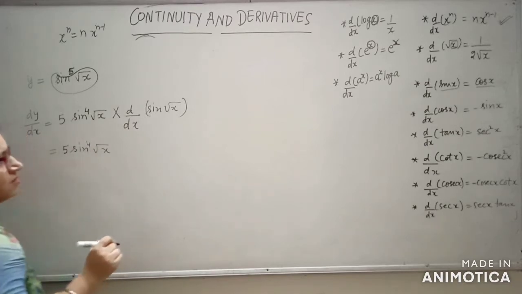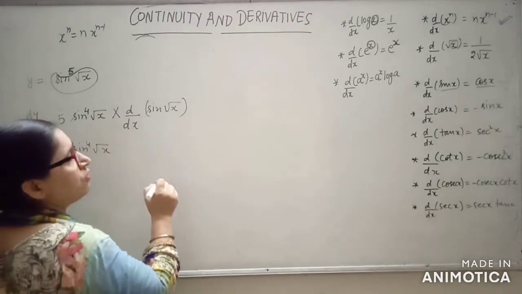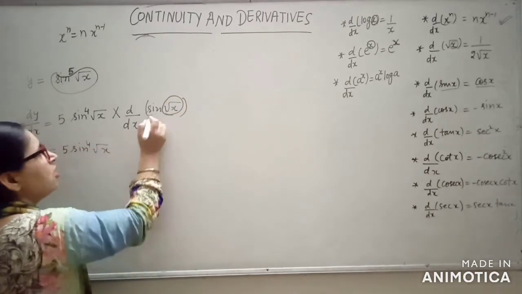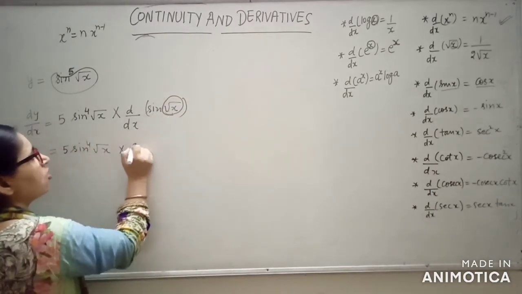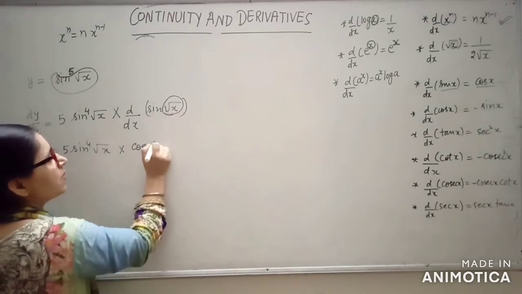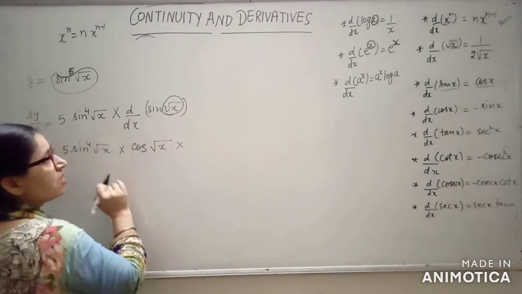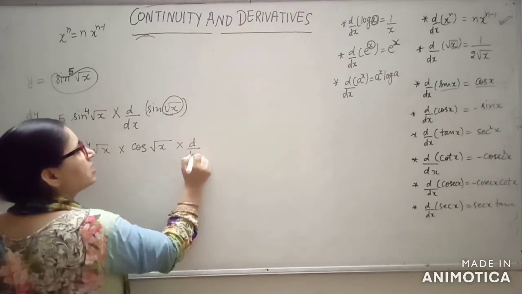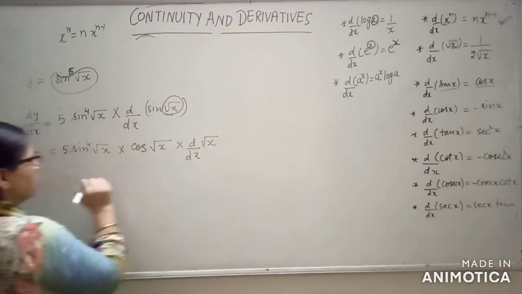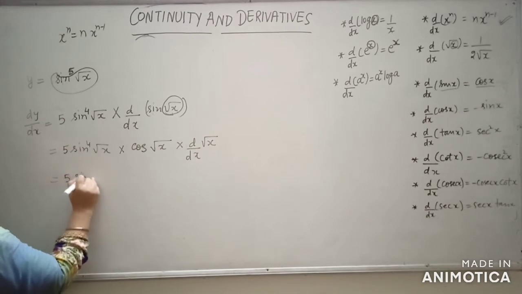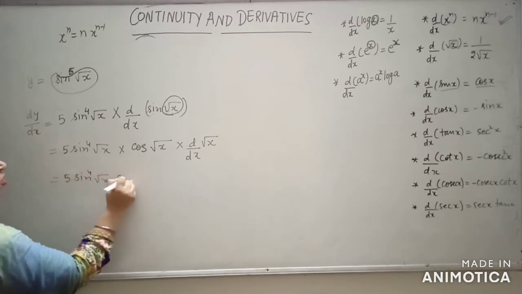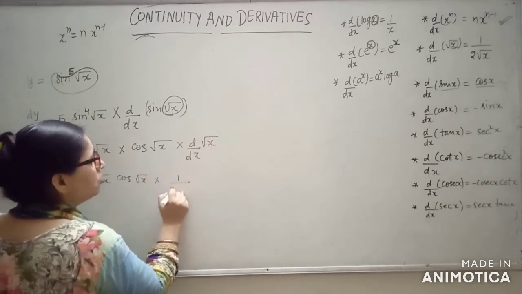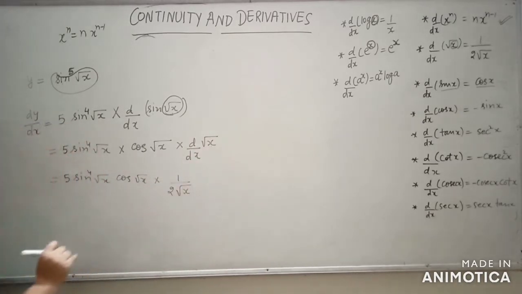Now we will apply the formula to find the derivative of sin x. Consider this as x; then what is the derivative of sin x? cos x. Now x is replaced by this, so we write this down, but we need to take the derivative of this now. So it becomes 5 sin raised to power 4 root x cos root x, and the derivative of root x is 1 upon 2 root x. Okay.